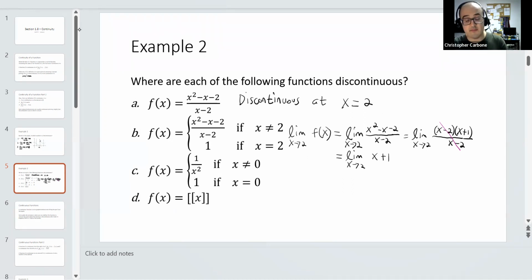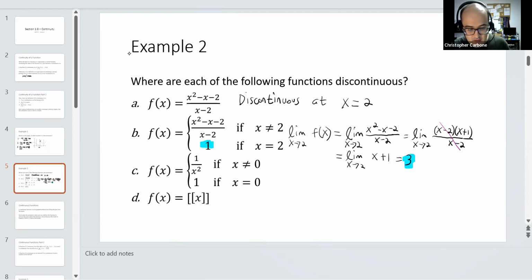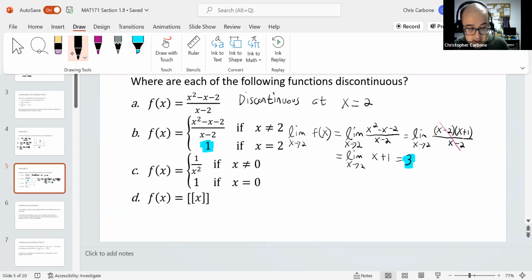And now look at that. That's a nice polynomial, right? Again, continuous everywhere. If we put the value of 2 into there, we get ourselves the value of 3. But we have a problem. We get a value of 3 here, but in our function definition, we are just given the value of 1. So, because the limit does not equal the value of the function, this is also discontinuous at x is equal to 2.